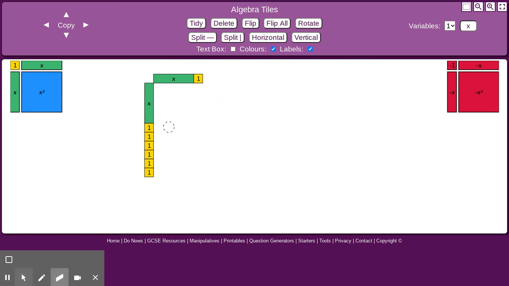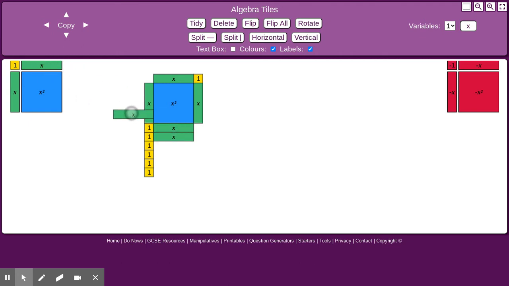So when we multiply an x times an x, we get an x squared. So those two green ones, to fill in that shape, we have the big blue one. So we have an x squared. When we have an x times a 1, well, 1 times x is just x. So we get another one of those. And the same thing happens here. When we have this x times this 1, we get an x. And then we keep filling these in like this.